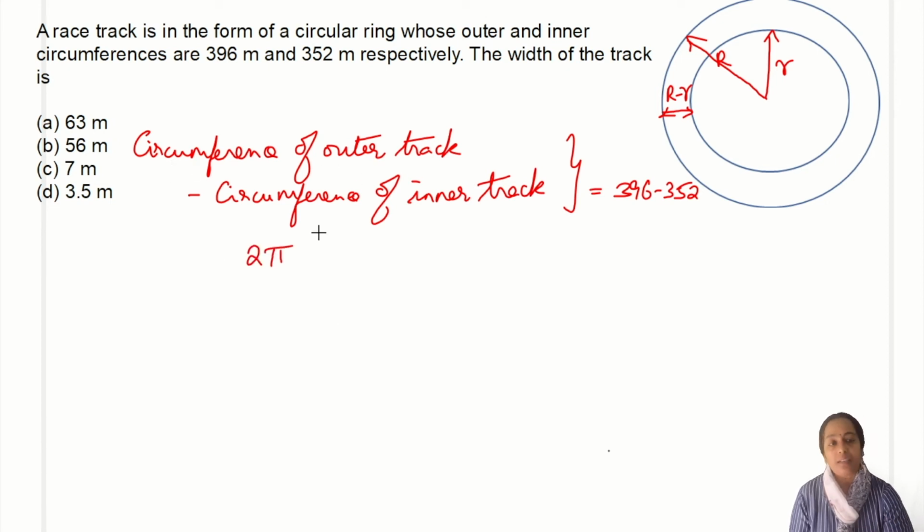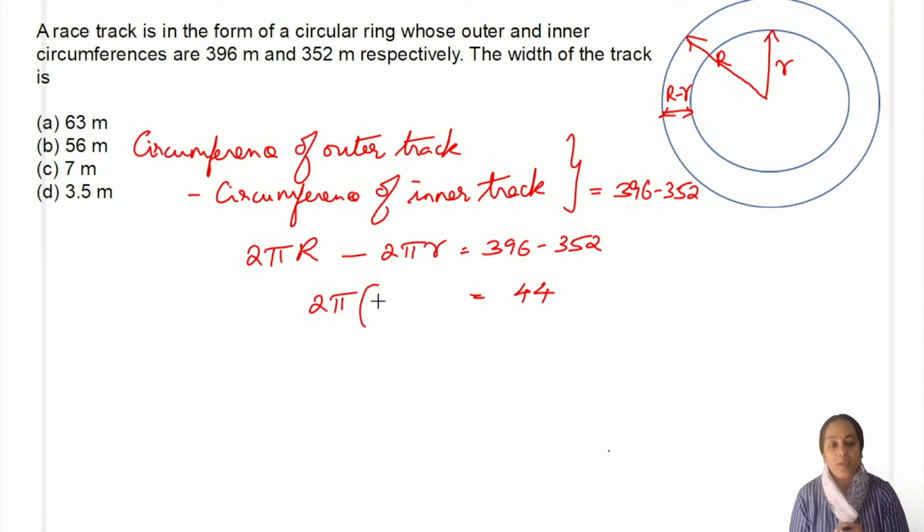So what is the circumference of the outer track? And what is the circumference of the inner track? 2 pi capital R minus small r. So 2 pi capital R will be the circumference of the outer track. 2 pi small r will be the circumference of the inner track. I hope you can understand it clearly from the figure there.